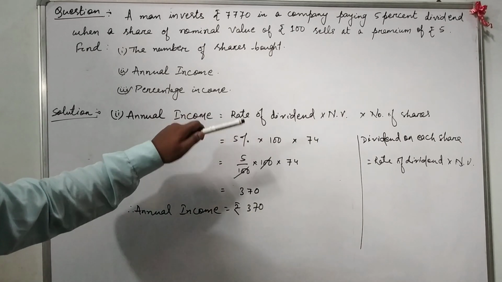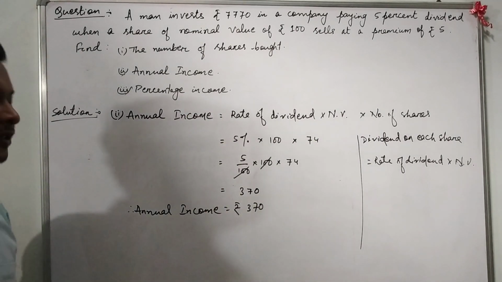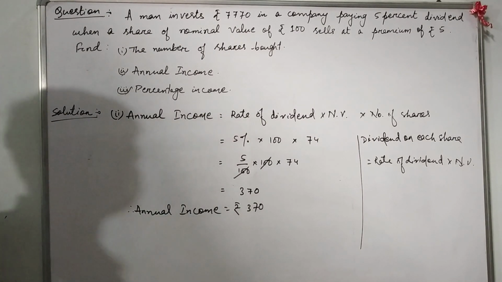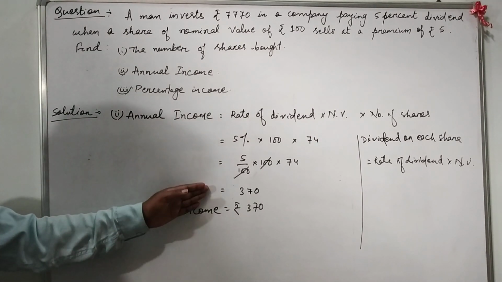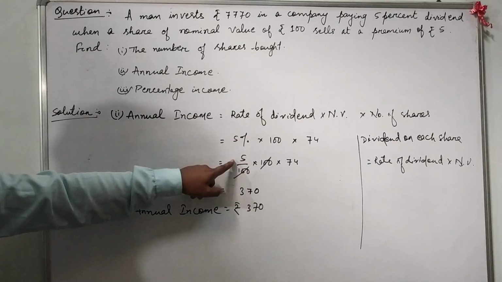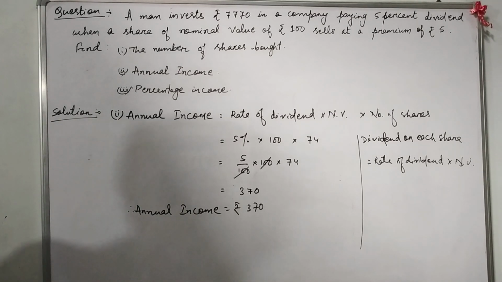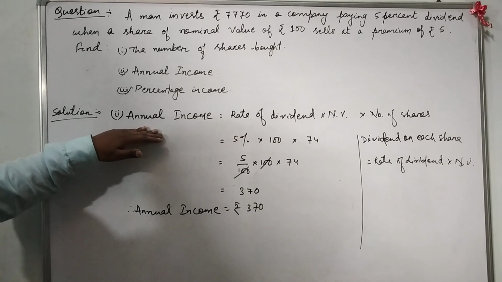Rate of dividend was given as 5%, nominal value is 100 and number of shares we have found out as 74. So after calculation we will get 370. 5% is changed to the fraction 5 by 100. So annual income we are getting as rupees 370, the annual income or the dividend earned.